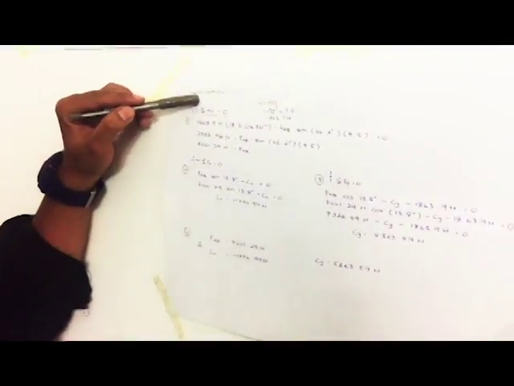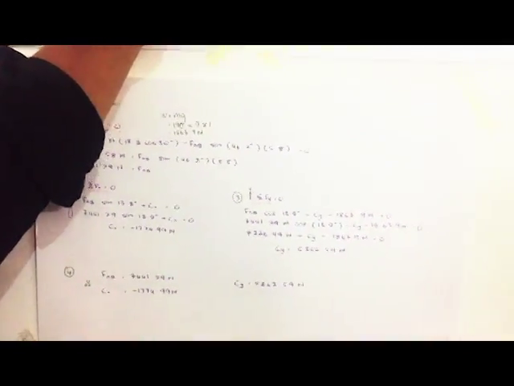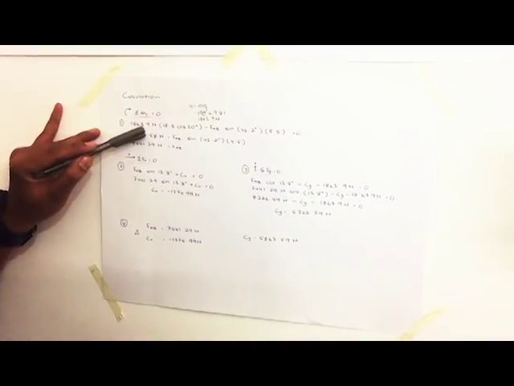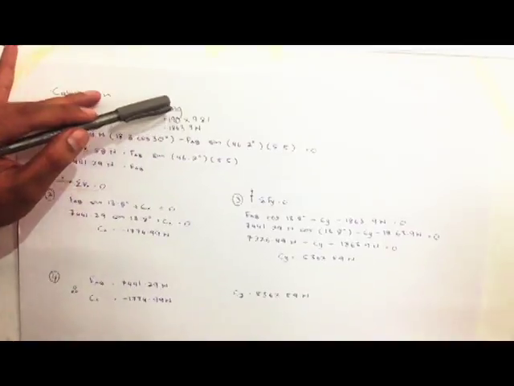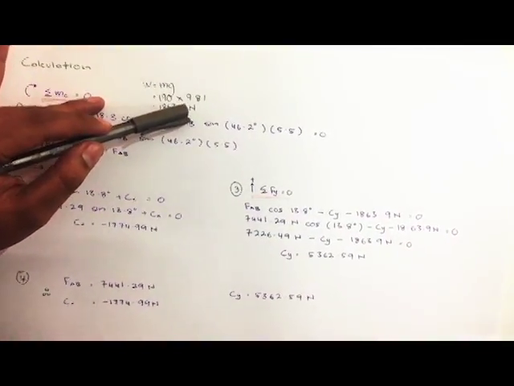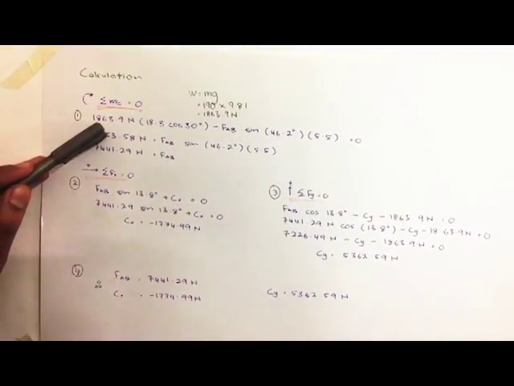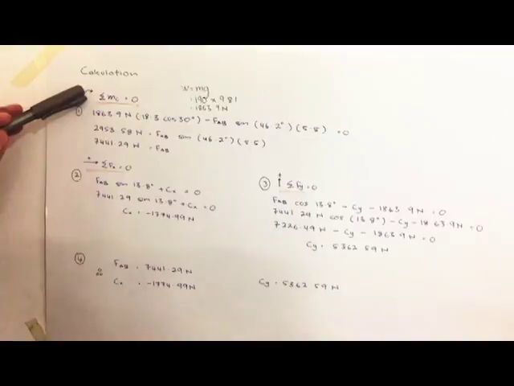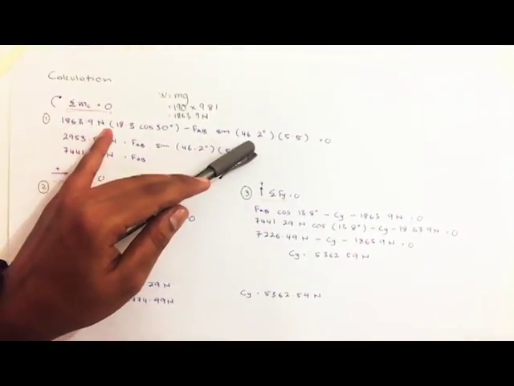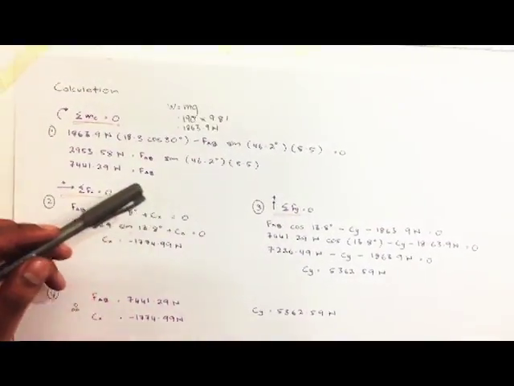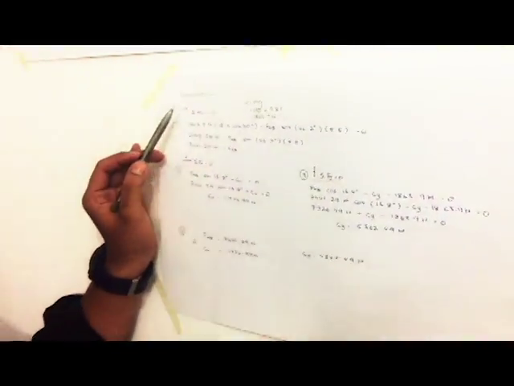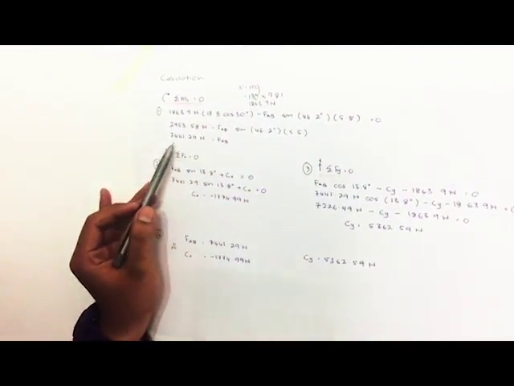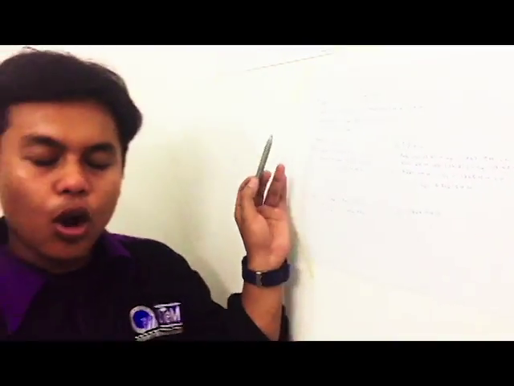So what we know about the clockwise rotation is the total of moment. The 1863.9 we get from W equals mg, 190 kg times 9.81, which gives 1863.9, times 18.3 cos 30 because of the clockwise rotation, minus FAB sin 46.2 times 5.5 equals 0. When we calculate, we get FAB as 7441.29 Newton. That's all from me.